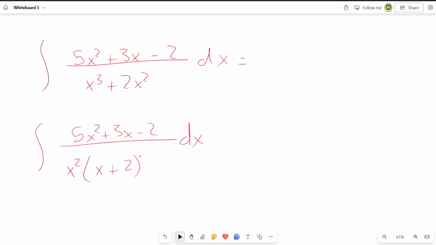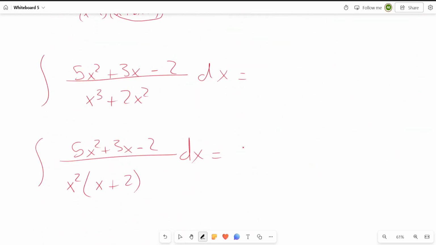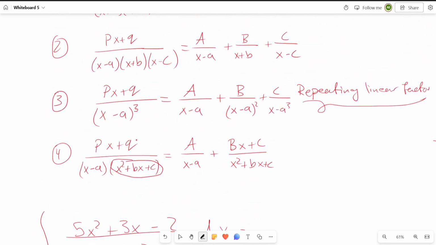And how does this look like? What's this first term over here? Actually, no, let's take this one. What's this? This is a linear term, so I'll expect to have something that looks like this. Okay, so let's say equal to a over x plus 2. What about this? Is this a quadratic? Okay, is this a quadratic or a repeating linear factor?